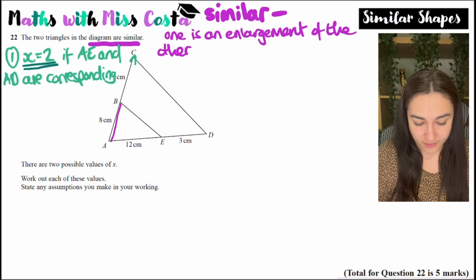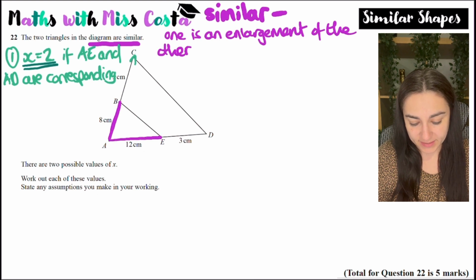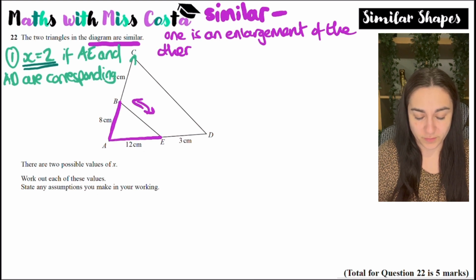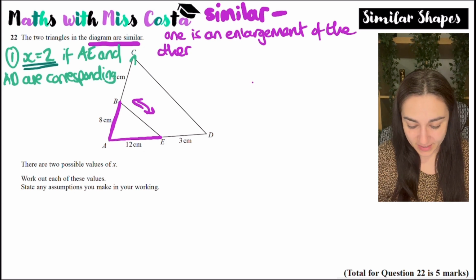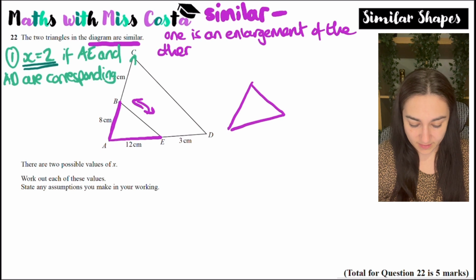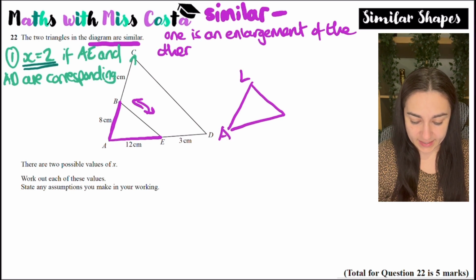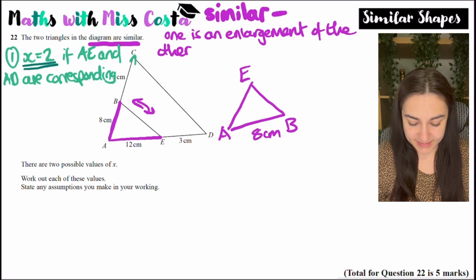If this triangle, I just flipped over, so these two sides, if I switched them over, just imagine flipping the triangle over like that, then I'd be left with AE as this side here and AB as this bottom side here. So AB would be 8 centimeters and AE would be 12 centimeters.